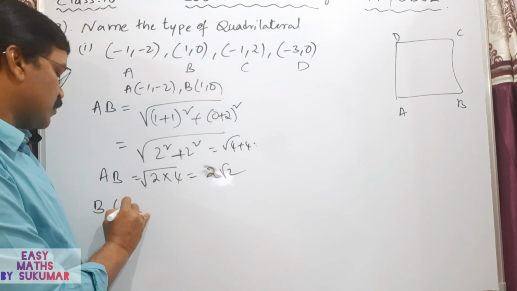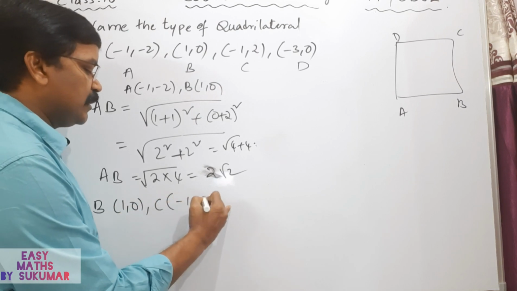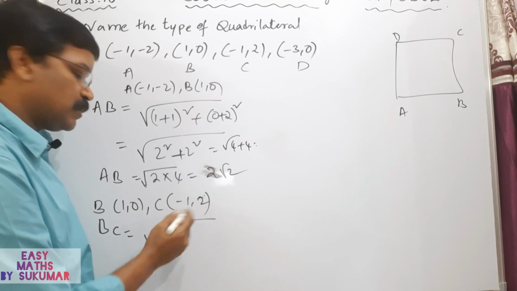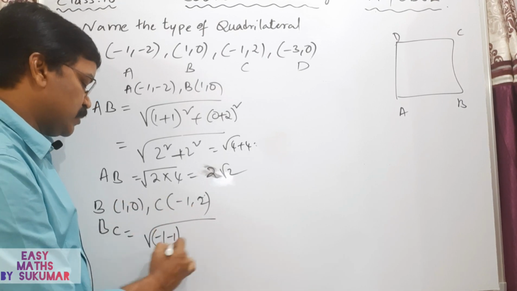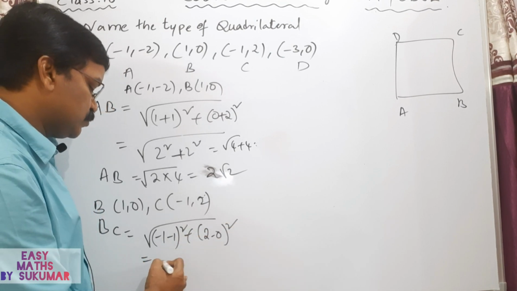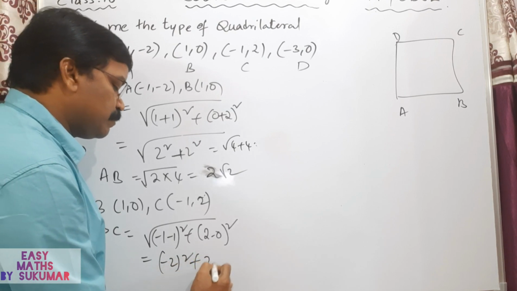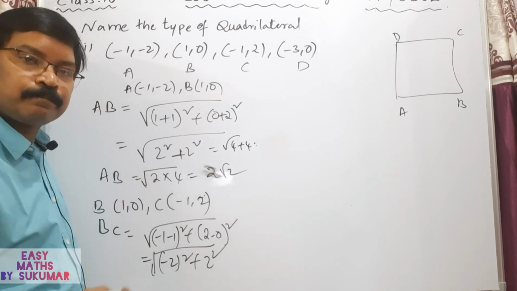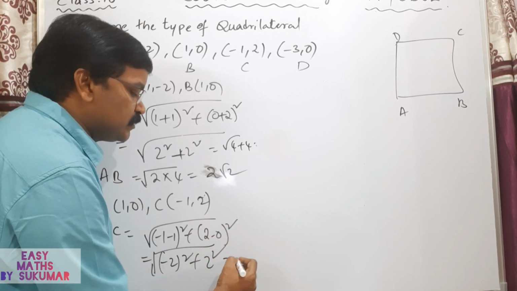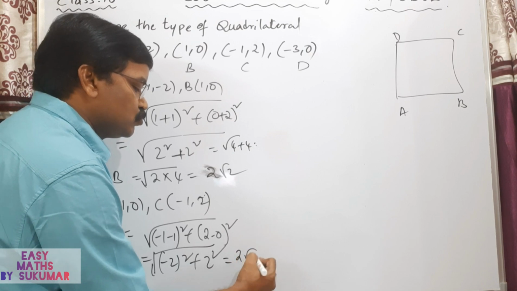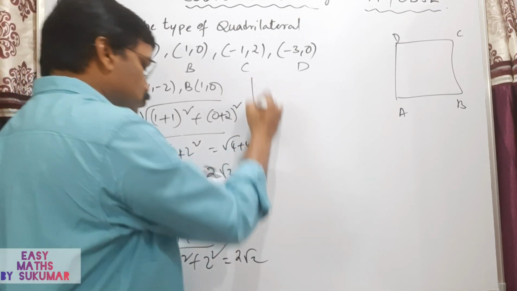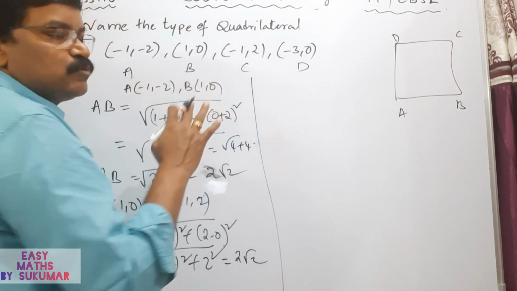What is B here? (1, 0) and C is (-1, 2). So this BC is equal to square root of (-1 minus 1) whole square plus (2 minus 0) whole square. -1 minus 1 is -2 whole square, again plus 2 square under root. So -2 whole square is 4, 2 square is also 4. That means this is equal to root 8, which is 2 root 2. 4 plus 4 is root 8. So BC is also 2 root 2. And what next? AB is over, BC is over.